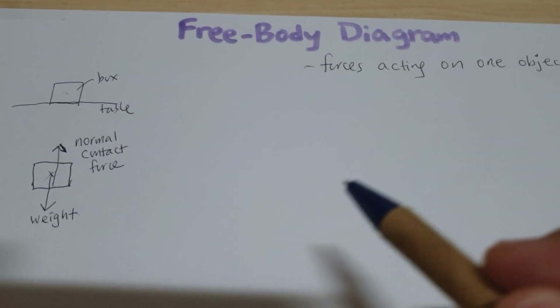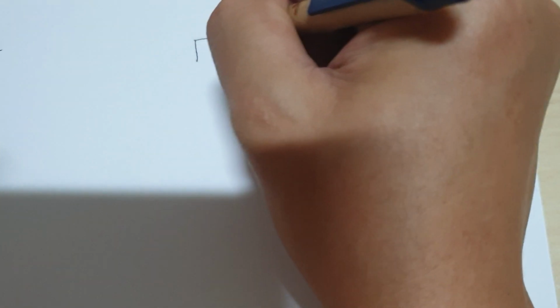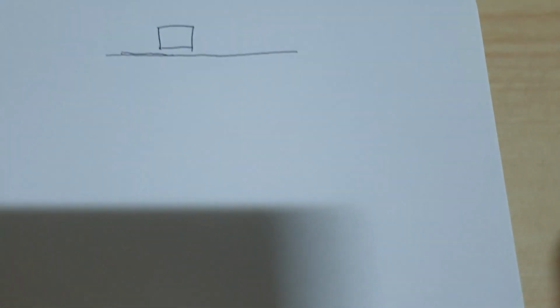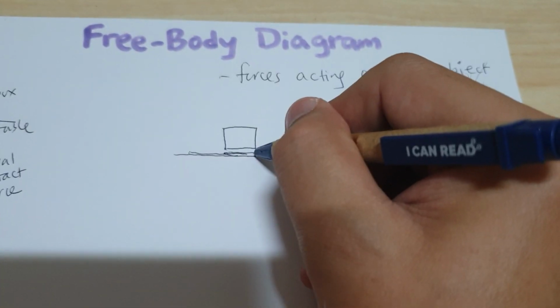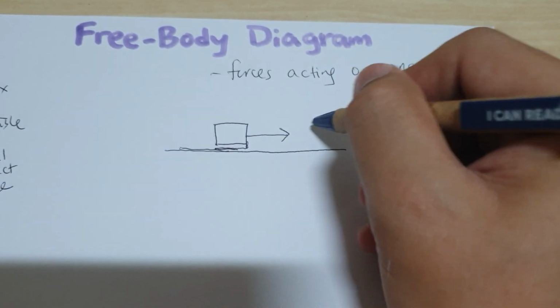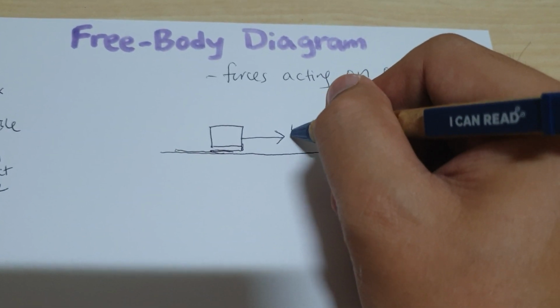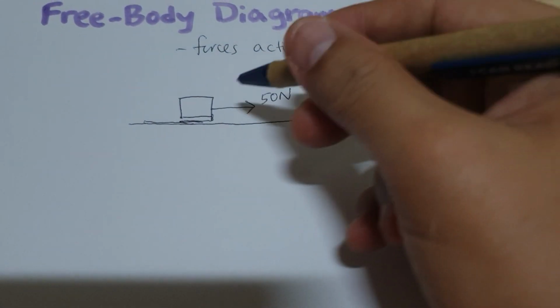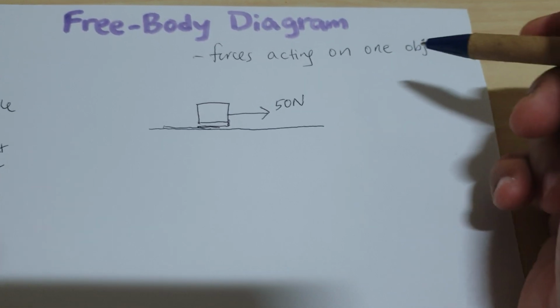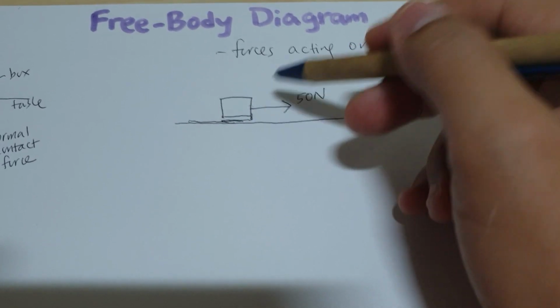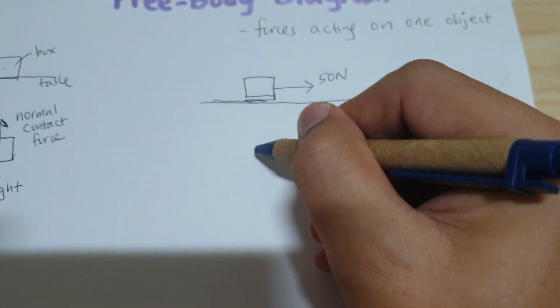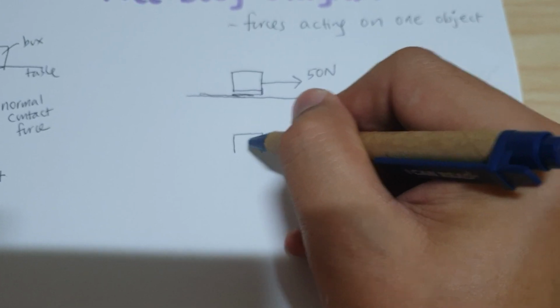Now let's proceed to another situation where the box is being pulled to one side along the surface of the table. So suppose this box is initially resting on the table and is being pulled by a force of say 50 Newton, and it accelerates to the right hand side. Now, if we are interested in all the forces acting on the box, then we will draw the box and only the box.